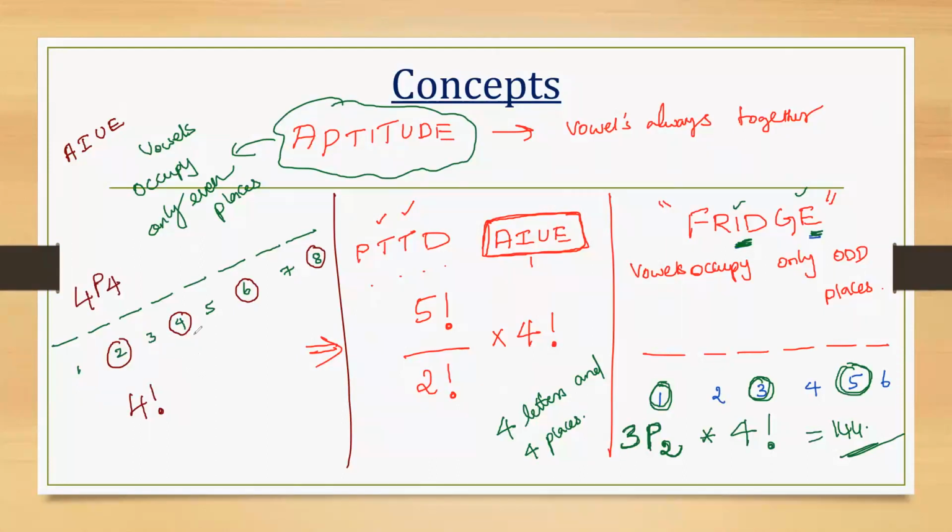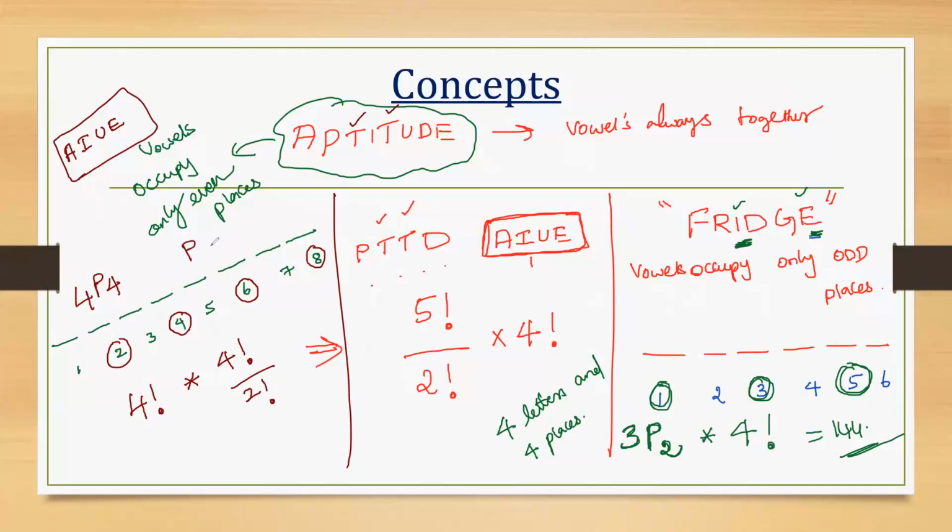Is it clear? So 4 even places, 4 vowels. So 4 places, 4 letters, 4 factorial. Remaining again we have 4 letters and 4 places. So what is the answer again? 4 factorial. But in that we have P 2 times. Don't forget that. Okay. By 2 factorial.